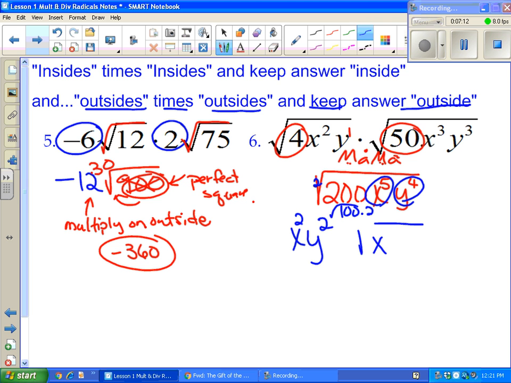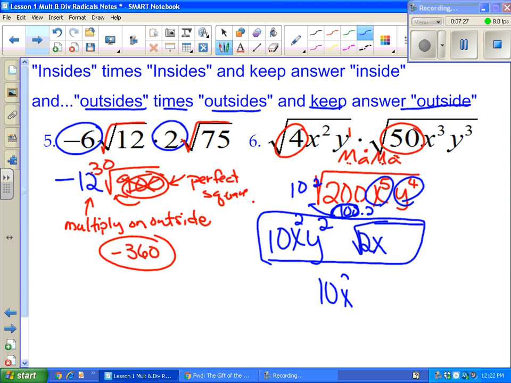The square root of 100 comes out as a 10. So I get a 10 on the outside. There's going to be a 2 left on the inside. And then I have an x squared and a y squared and a 2x. This is my final answer. I'll write it a little bit neater. 10x squared, y squared, square root with a 2 and an x on the inside. So a little bit neater answer.